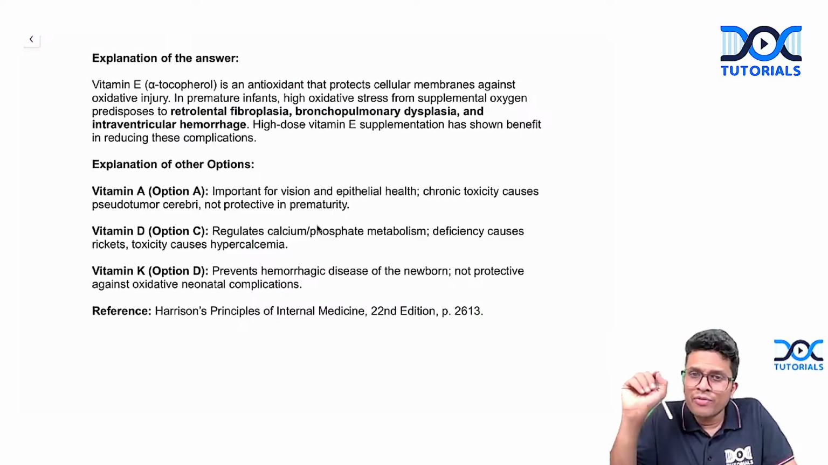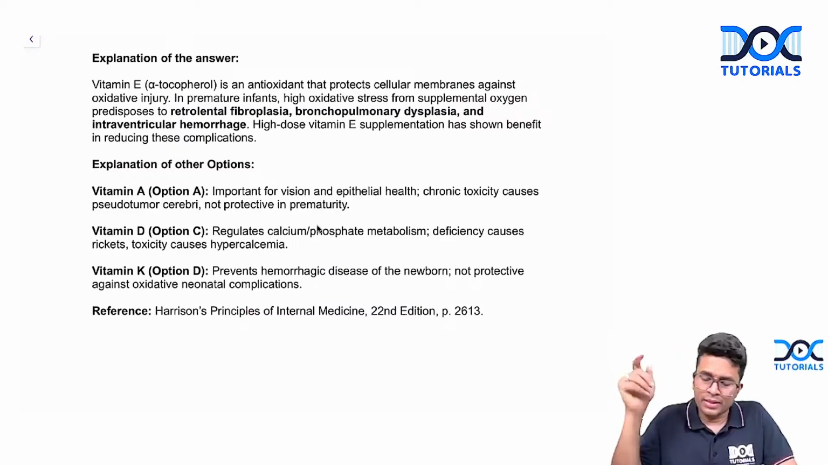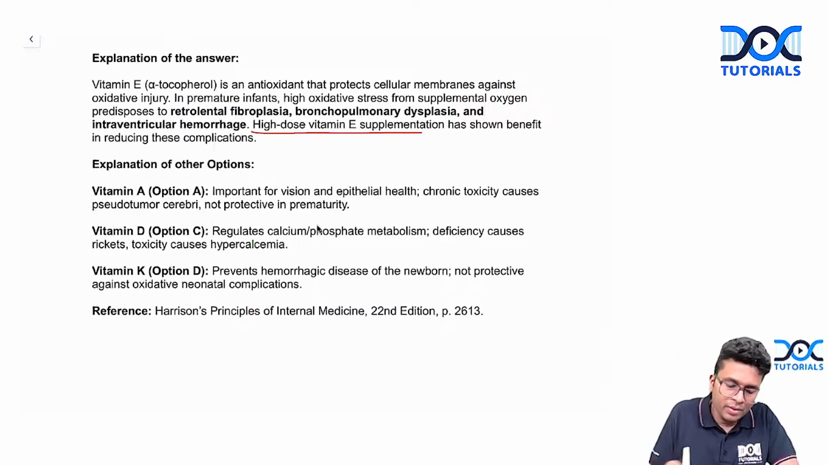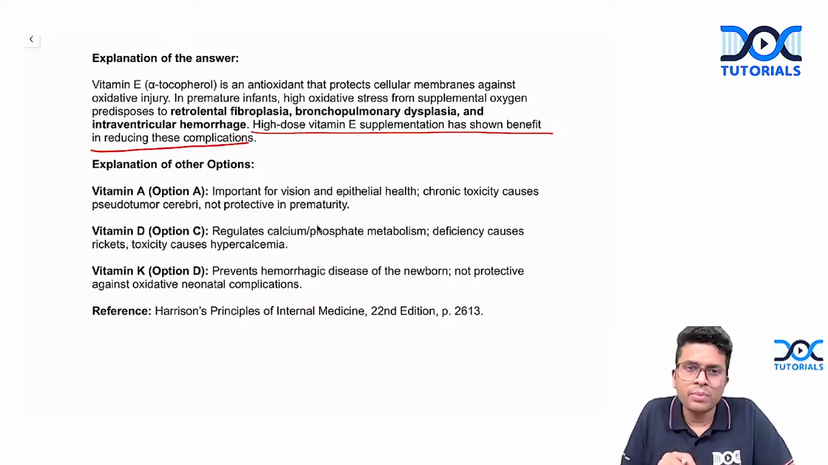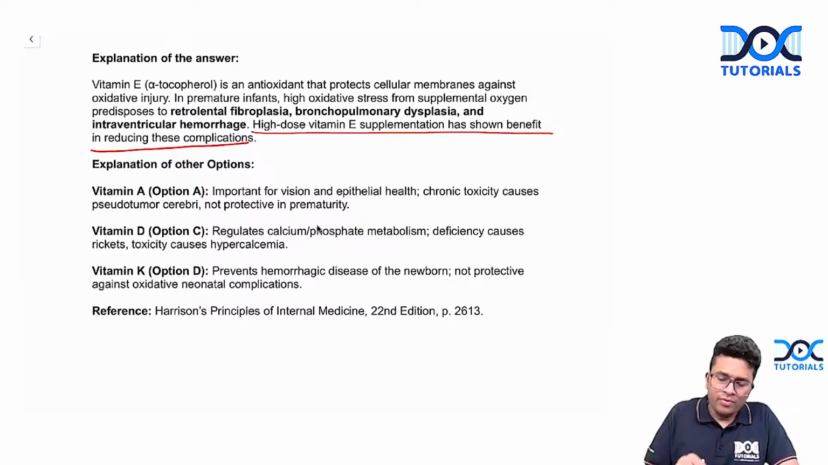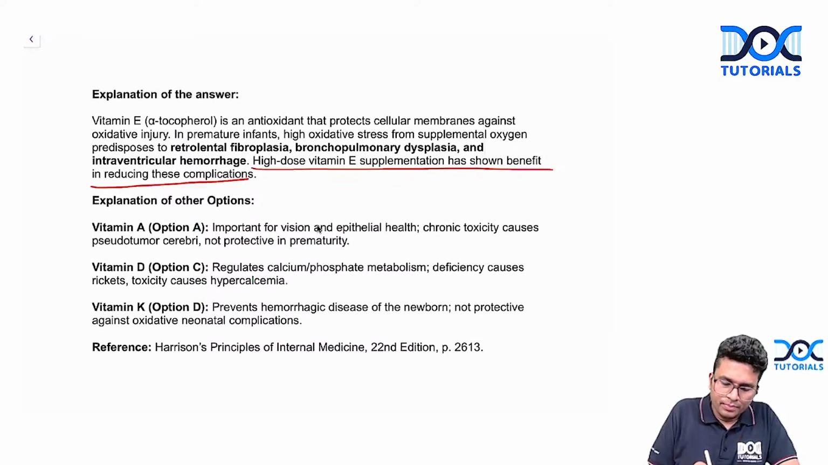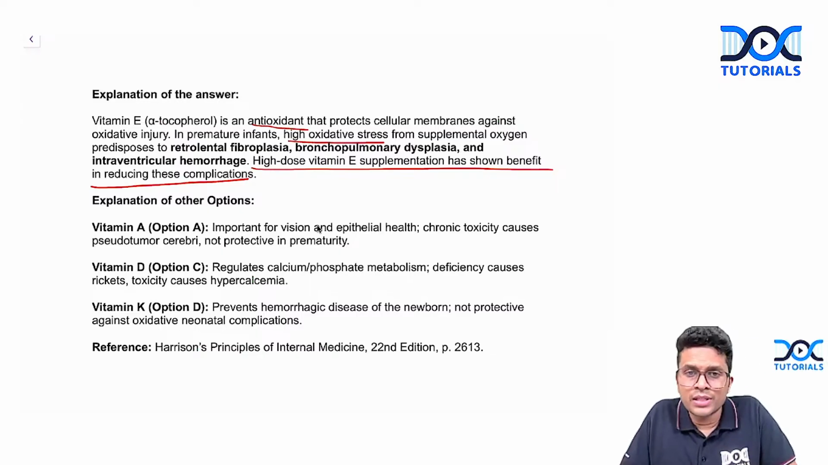In premature infants, high oxidative stress from supplemental oxygen predisposes to retrolental fibroplasia, bronchopulmonary dysplasia, and intraventricular hemorrhage. High dose vitamin E supplementation has been shown to benefit this particular complication. So high dose vitamin E supplementation is actually beneficial because of its high antioxidant effect in preventing oxidative stress from supplemental oxygenation in premature infants.